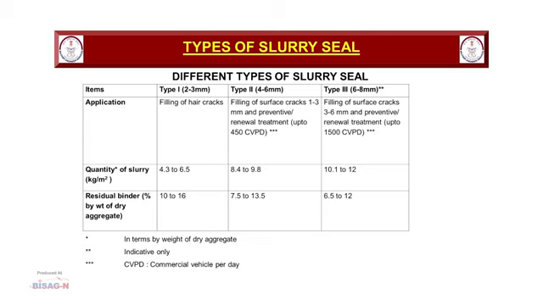1500 CVPD. The quantity of slurry used in type 1 is 4.3 to 6.5 kg per square meter, for type 2 it is 8.4 to 9.8 kg per square meter, and for type 3 10.5 to 12 kg per square meter. Residual binder for type 1 is generally 10 to 16 percent by weight of the dry aggregate, for type 2 7.5 to 13.5 percent, and for type 3 6.5 to 12 percent by weight of the dry aggregate.